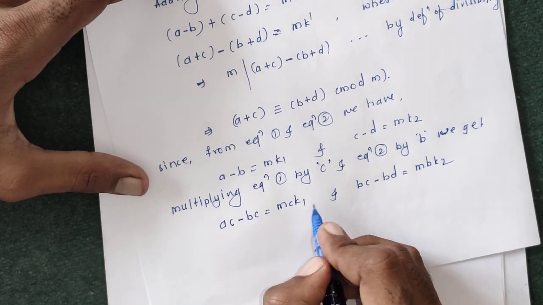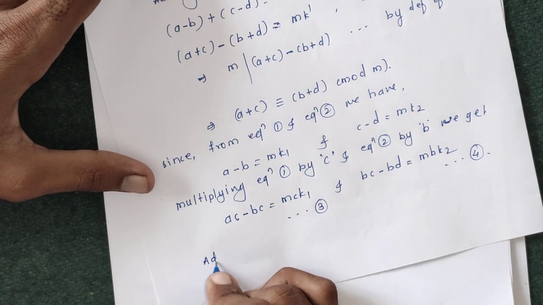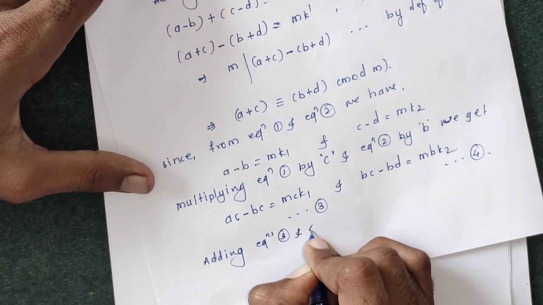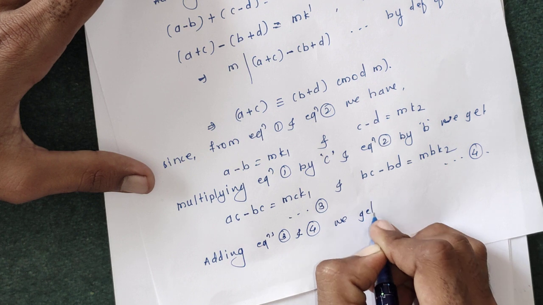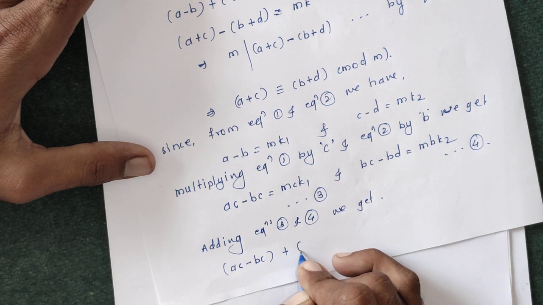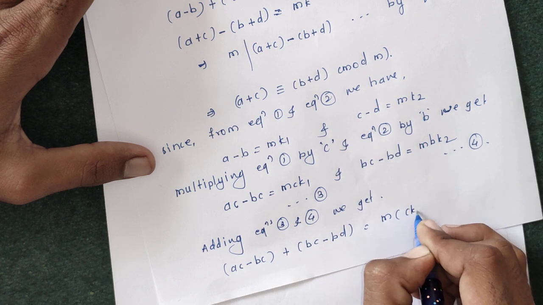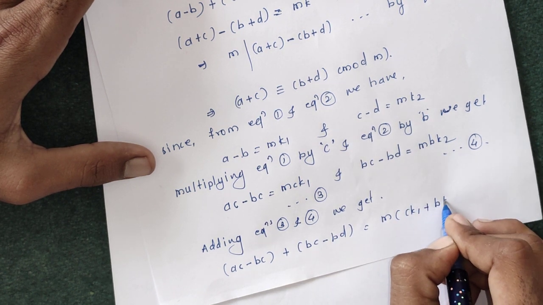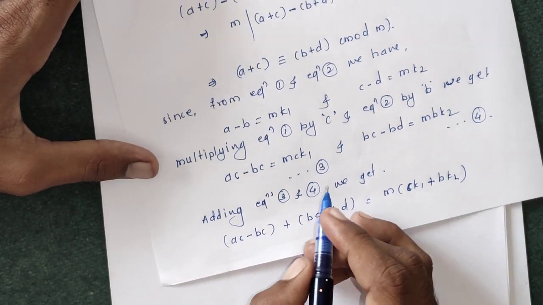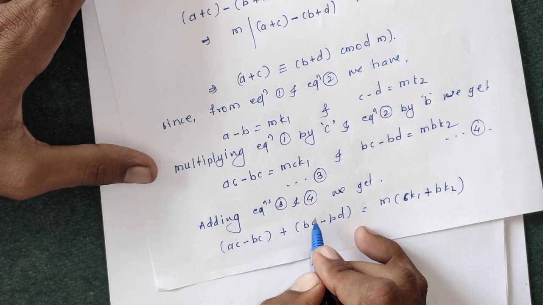Now adding these two equations, suppose this is equation number 3 and this is equation number 4. So adding equations 3 and 4, we get AC minus BC plus BC minus BD is equal to m C k1 plus B k2. Taking m common, we can write m into C k1 plus B k2. Now we can rearrange this as AC minus BD, since minus BC plus BC is going to cancel.